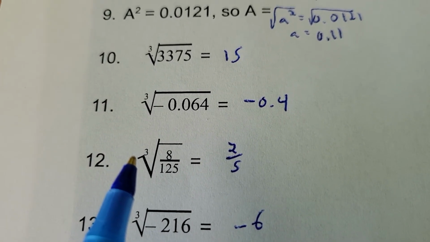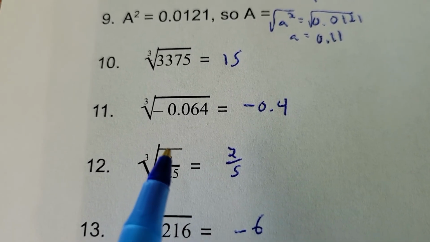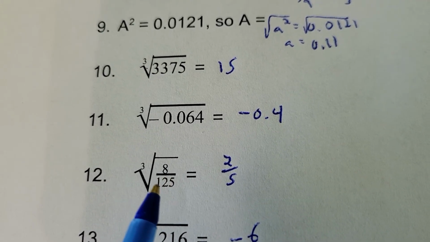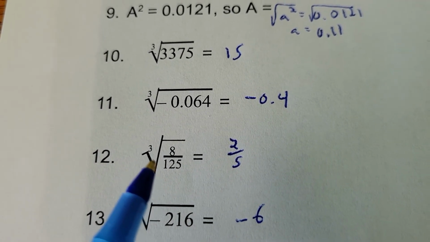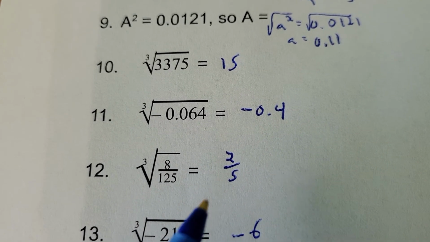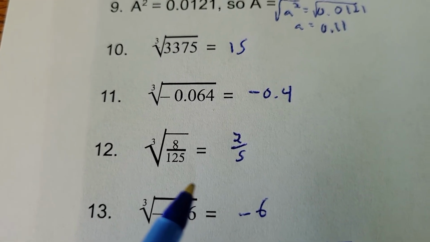Number 12 here, cube root of 8 over 125, similar kind of scenario. Find the cube root of the numerator. This is 2. Find the cube root of 125, which is 5. So remember, you can just treat them like individual little pieces and stack them back up as a fraction at the end. But if you don't have a cube root on your calculator, remember you gotta use a little guesswork.